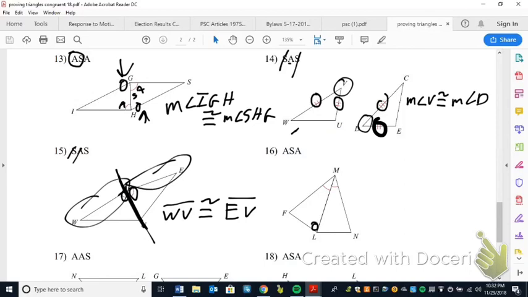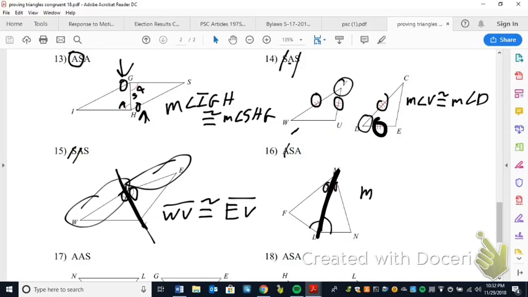Okay, moving on. Over here for number 16, we have angle, side, angle. And again, what are we given? We're given these two angles right here, so that marks that off. We know that the side in the middle there, ML, is a side common to both triangles. So what we're missing is the other little side. We need to show that those two right there are congruent.